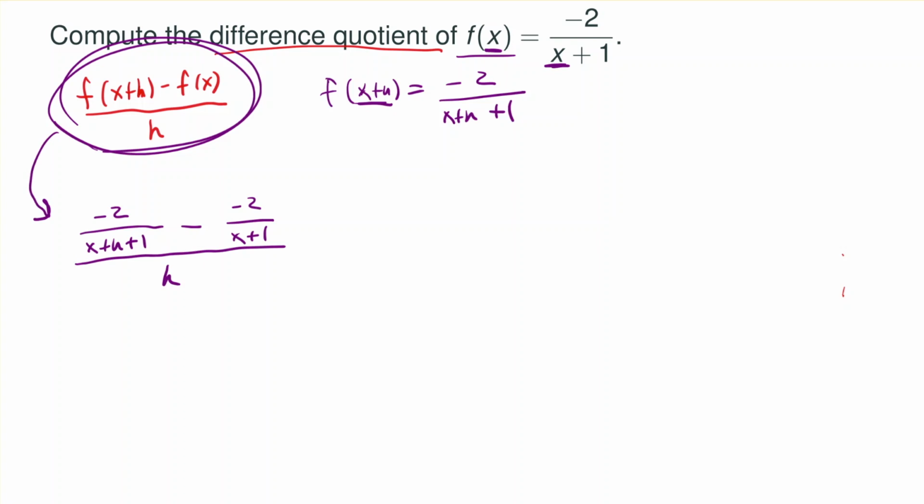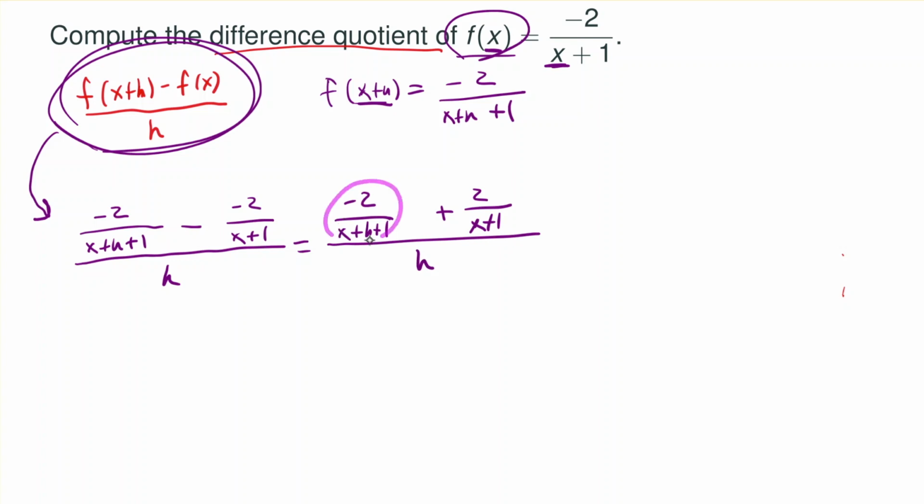So this is the difference quotient using this function. Now let's simplify. First, the minus we can put as a positive. So we have negative 2 over x plus h plus 1 plus 2 over x plus 1, the entire thing over h.